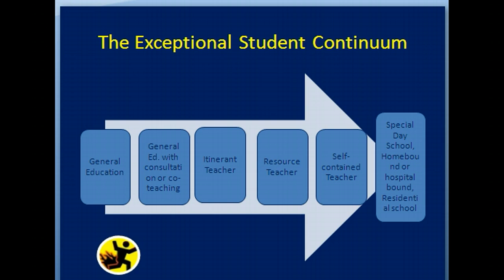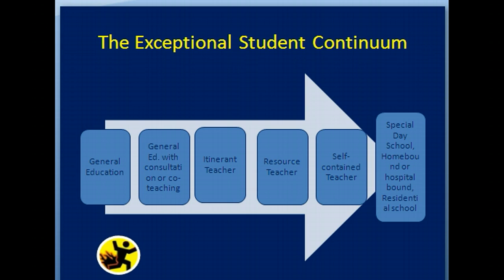Now, as we move to the far right of the continuum, a self-contained classroom is generally in the regular school, but it's for students that have severe problems. It could be academic, or emotional problems, or it could be a student that is intellectually disabled. Usually a self-contained classroom has a small number of students, perhaps 10, and will generally have an aide working with that teacher. Again, these students have more severe disabilities and need that constant focus and attention.